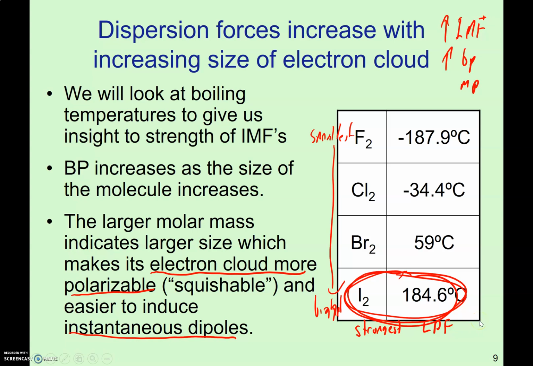So again, remember, the larger the nonpolar molecule, the stronger the London dispersion forces, because the electron cloud is more polarizable, and therefore it's going to have a higher melting point and higher boiling point.